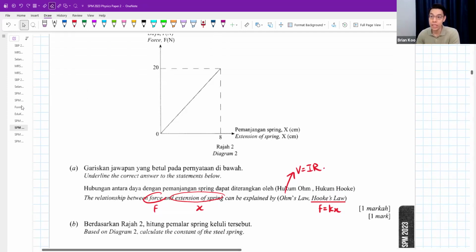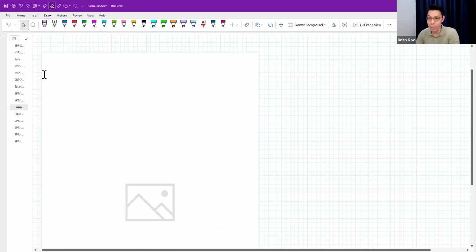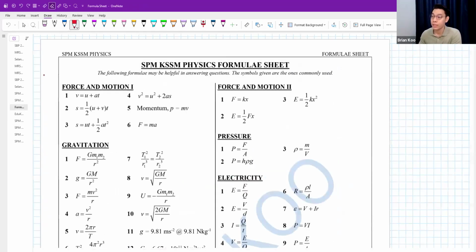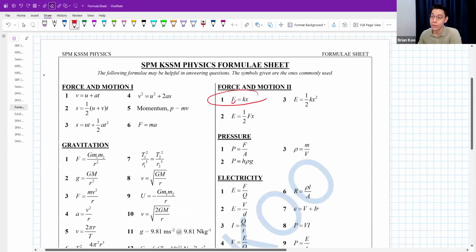If you look at your formula sheet, you can pull out this formula. Since the graph gave you the force, the graph also gives you the x value, and you can find the k value from there.